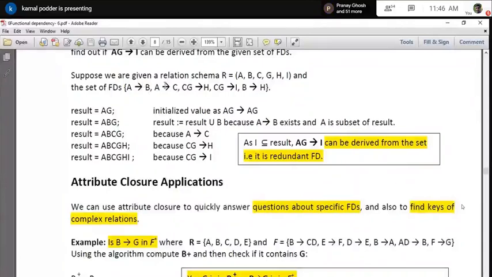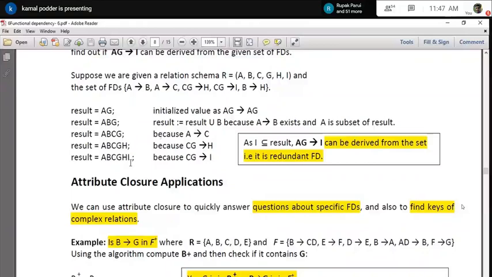I consider the next FD. Now A is A. Okay, AC is there, so A is already there, but C is not there. So naturally I include C. Okay. Now take the GCH. Similarly, GCH, if you just see, A, B, C, and G is there, but H is not there. So I include the H. Similarly, for CG, I will include I there.